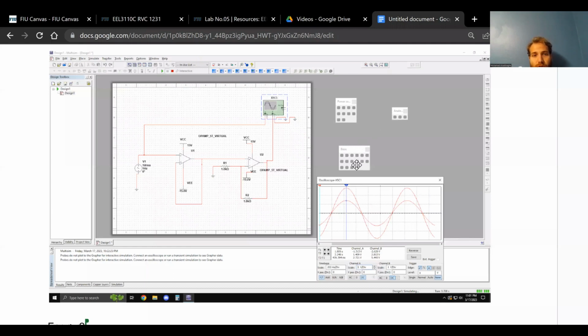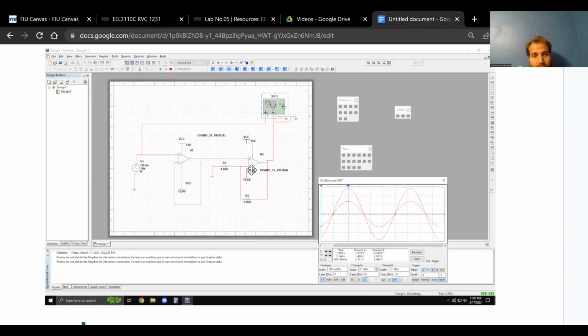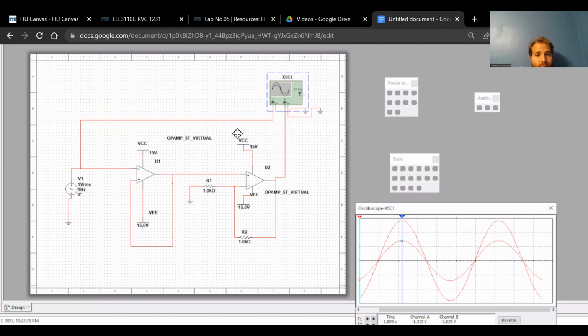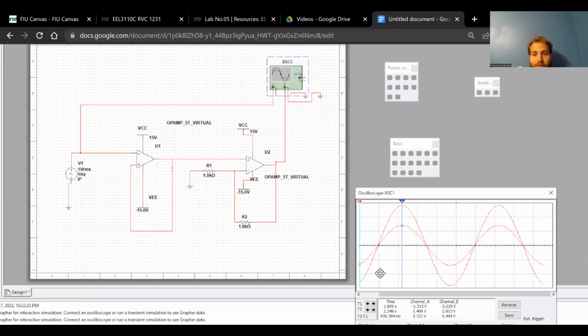Hello, this is a submission for lab number 5. I was responsible for doing the graphs on the Multisim. This is what I did here. This is for when R1 is equal to R2. The only difference for the other one is you change this value to 2. This is what you did. This is what the graph looked like.